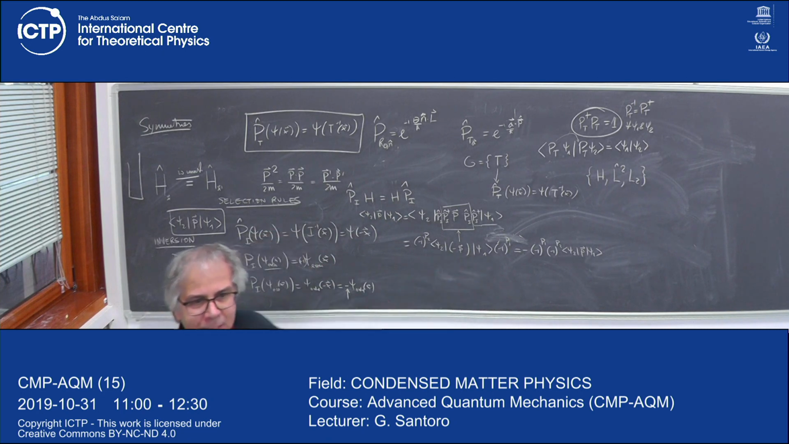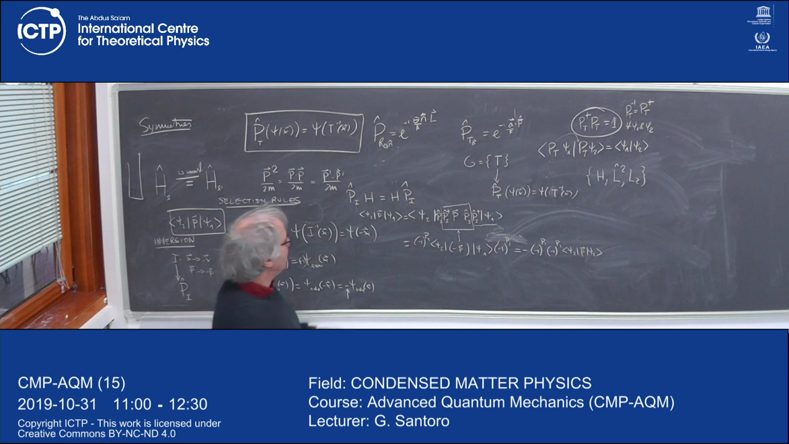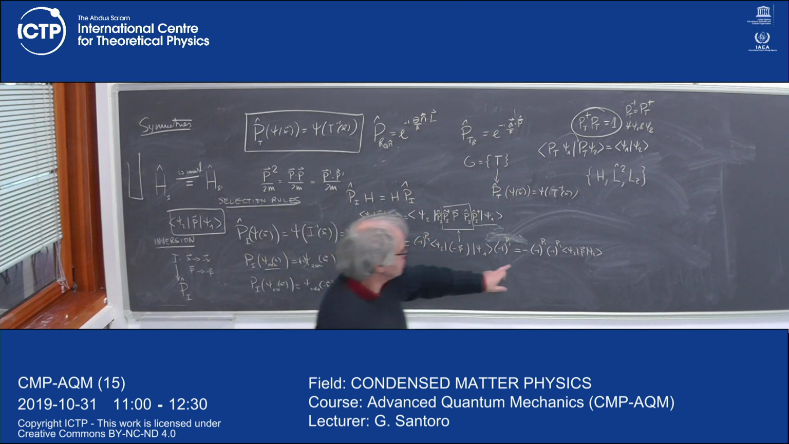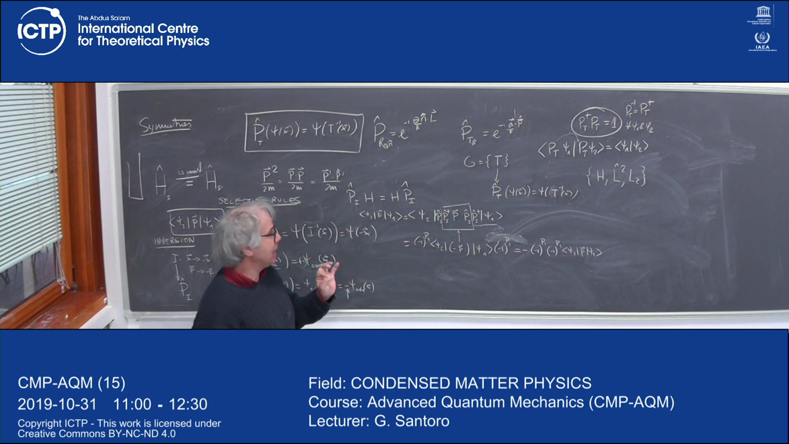The simple proof that I gave you tells you that there is a selection rule by which if I sandwich the momentum operator, which is odd under parity, in between two even states, I must have 0. And the same if the two states are odd. Still, I must have 0, because this is minus 1 times minus 1. The only possibility is if this is odd and this is even, or vice versa.